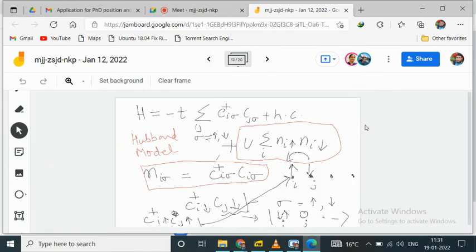Which page are you writing? I am not writing, I am just showing you the Jamboard. Is it not visible to you? Yes, the Jamboard is visible, but the previous lecture note is visible. I'm not writing right now, actually. I'm just verbally telling you.